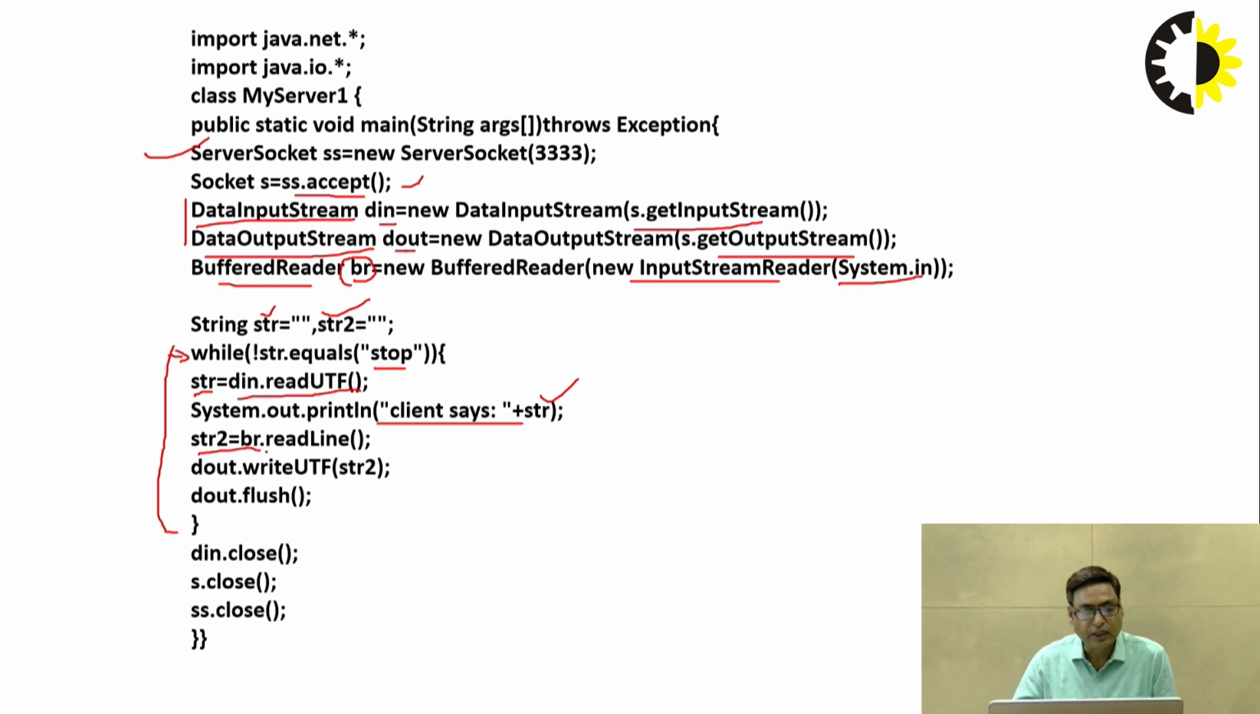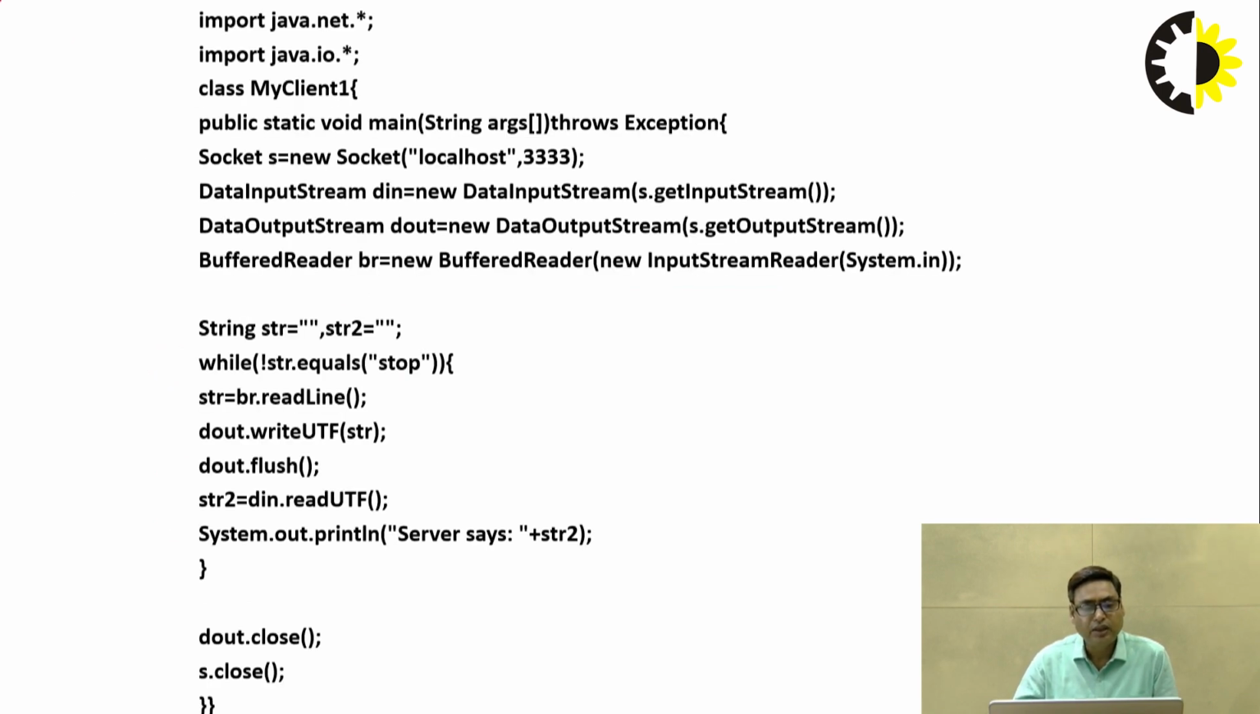Second, if you type something through the keyboard and want to write to the client or say something to the client, first of all we need to read it through the keyboard. Whatever I type will be taken in str2. Then with the help of the write UTF method, it will write to the output stream of the server, which is connected to the input stream of the client. So it is a program just to receive the message from the client and write a message to the client.